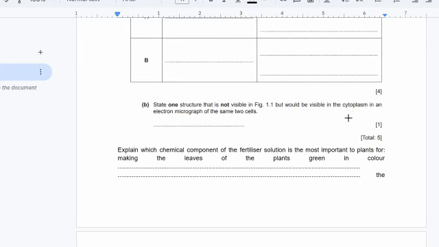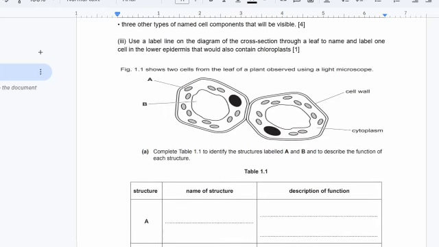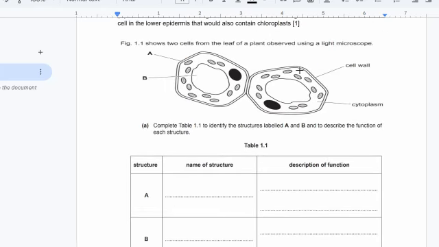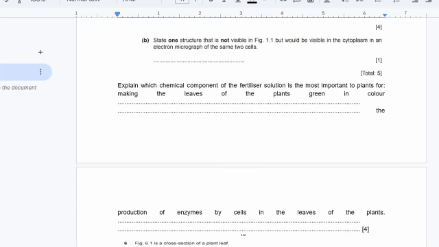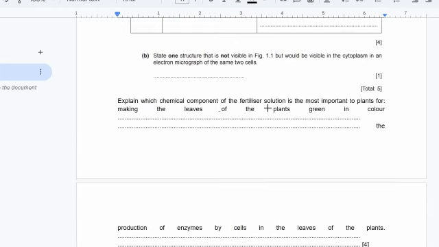Explain which chemical component of the fertilizer solution is the most important to plants for making the leaves of the plant green in color. तो प्लांट को ग्रीन कलर प्रोवाइड करने के लिए बेसिकली क्लोरोप्लास्ट मौजूद होता है, which contains the chlorophyll pigment. But for this chloroplast, the fertilizer is basically the magnesium. Magnesium fertilizer basically helps the plant to make its food.